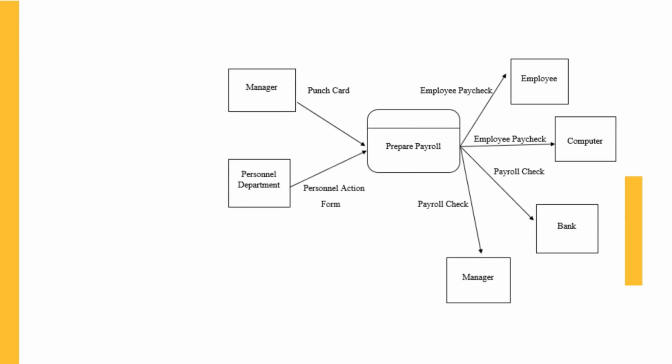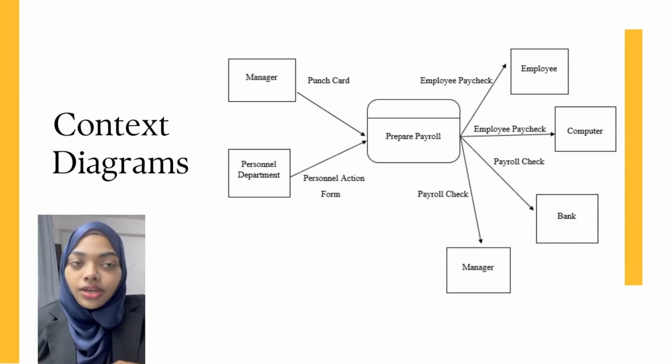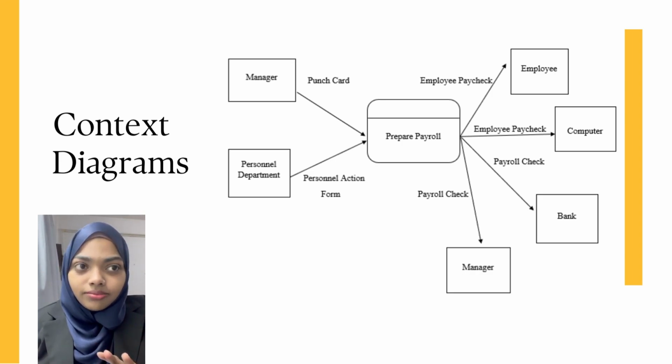Next, I will present the context diagram of the payroll system of Sir Cafe. Before that, I will explain what the context diagram means. A context diagram shows the system under consideration as a single high-level process, and then shows the relationship between the system and the other external entities.